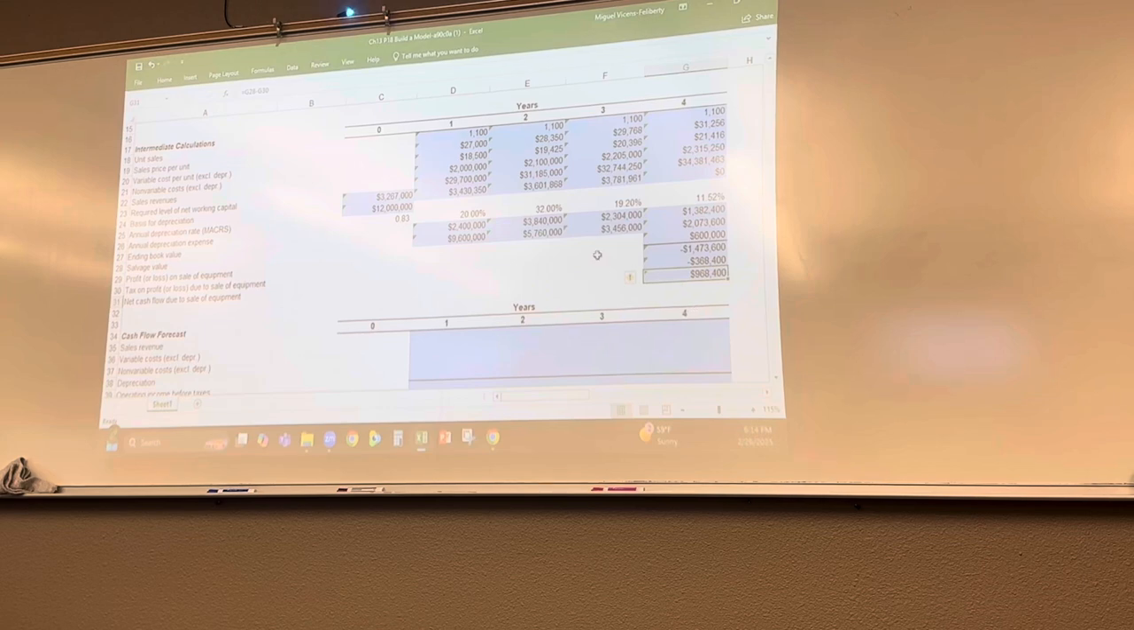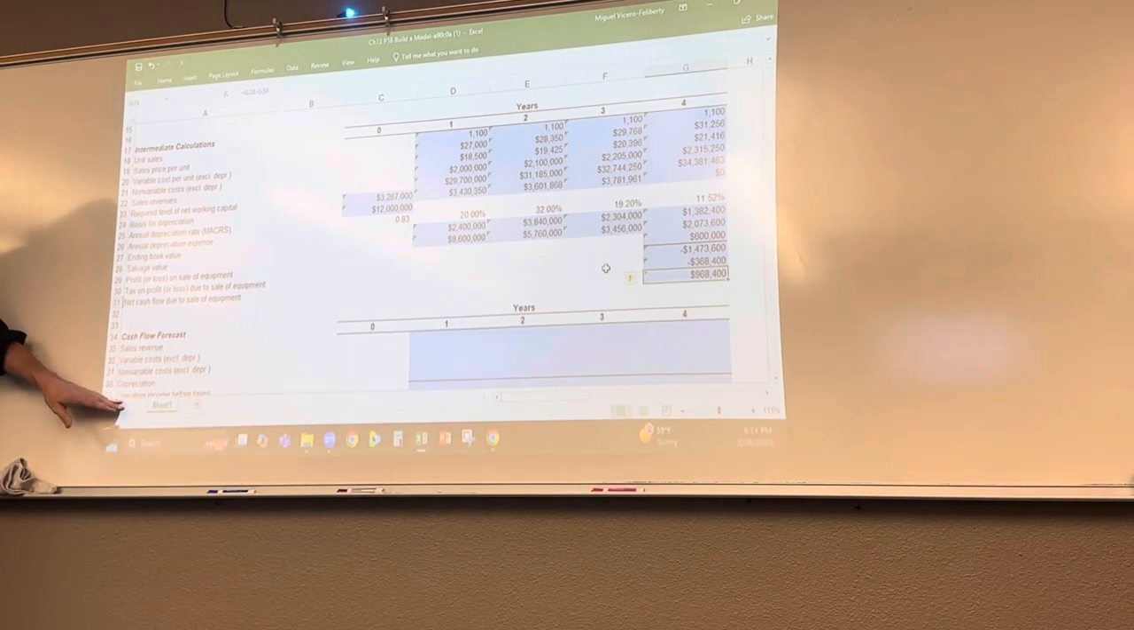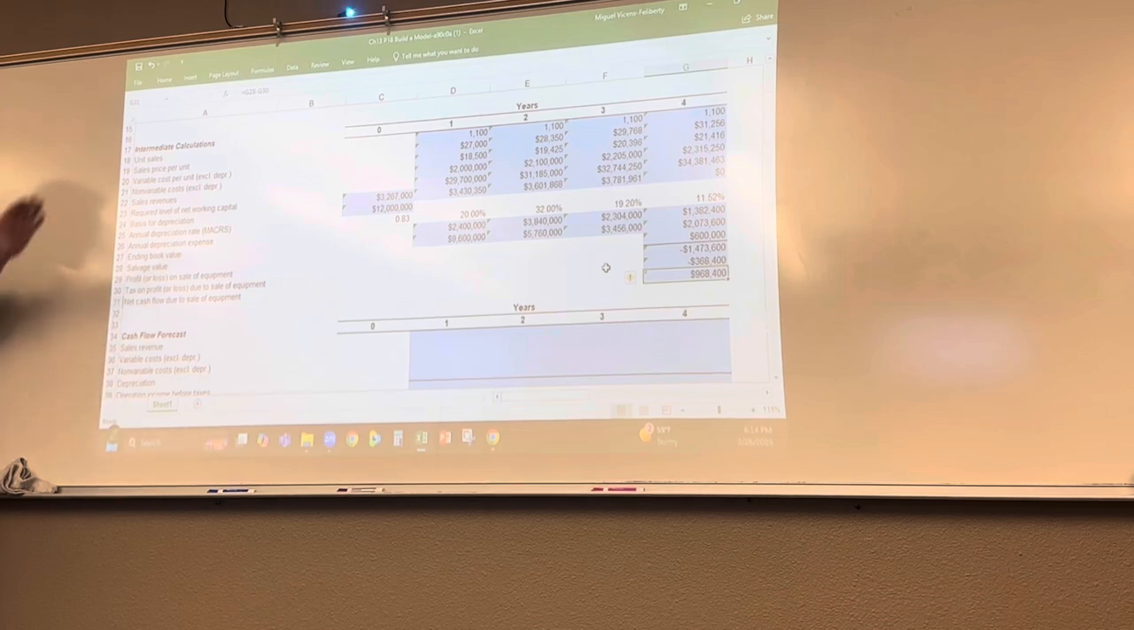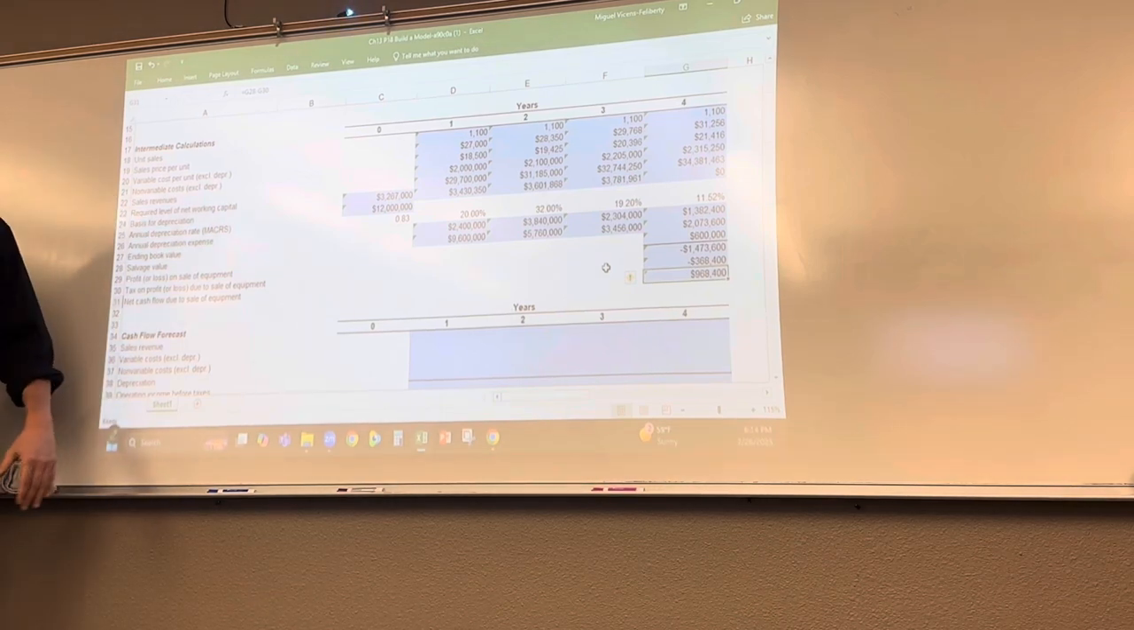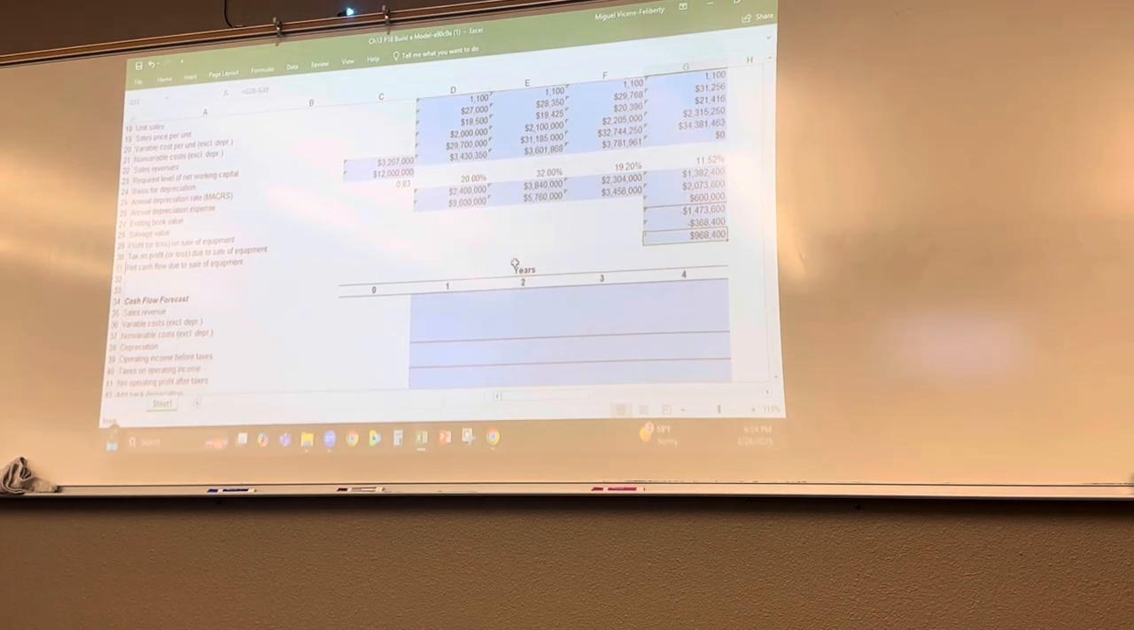Okay, so this part is kind of separate. Some of this generates toward the income statement, but it's separate from anything we would calculate there. This next part, the cash flow forecast, is a little more like what we're looking at on an income statement directly. So we're going to fill in some numbers here.